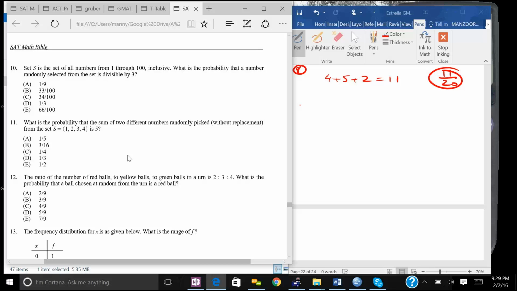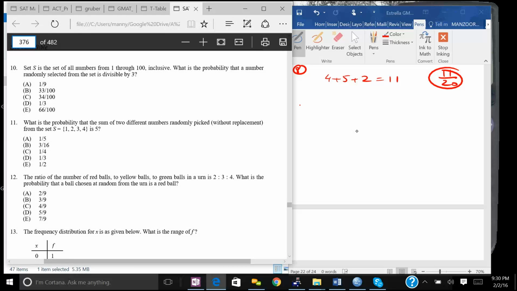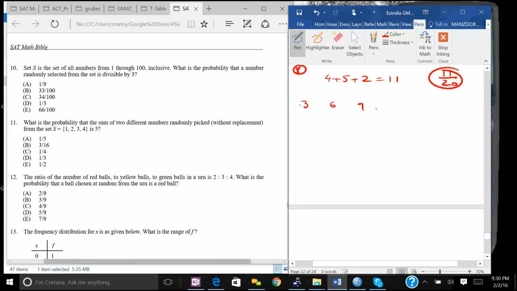E? No. See, the first number that's divisible by 3 is 3. Next number is 6. Next number is 9. So it goes on like that. So if you divide 100 by 3, you get 33, and you have one remainder. That 33 is the key number, right? So between 1 and 100, there are 33 numbers which can be divided by 3. Okay, number 11.